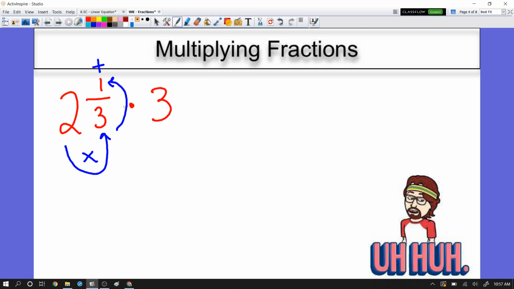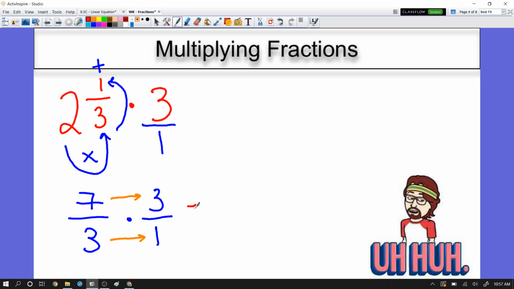2 times 3 is 6, plus 1 is 7. So you can see how I'm rewriting it. And we know that 3 can be put over 1. Anytime we see a whole number, we can put a 1 underneath it. If you type in your calculator 3 divided by 1, you're going to get 3, which is why we can put whole numbers over 1. 1 goes into 3 times. Now it looks like we're back to just a regular multiplying fractions problem. That's exciting. So then we can do 7 times 3 is 21. 3 times 1 is 3. This is back to our improper fraction.